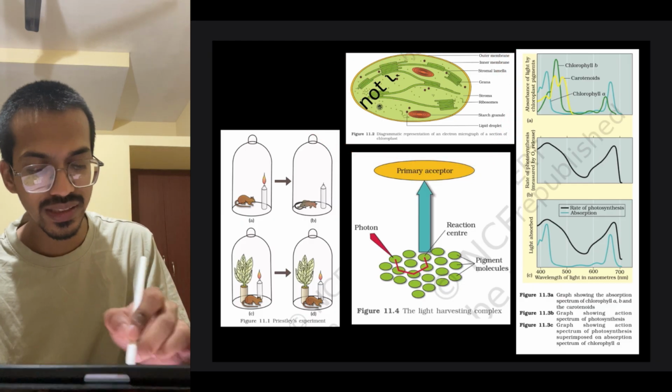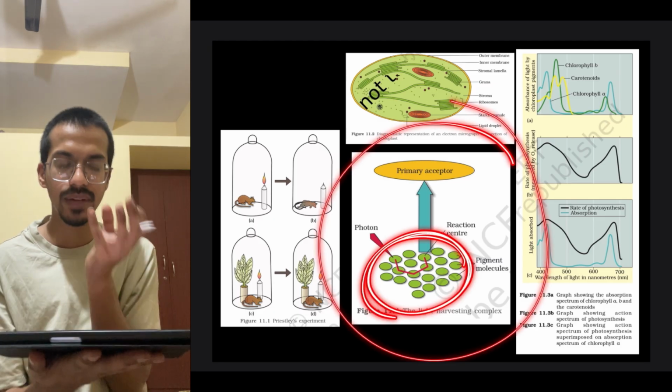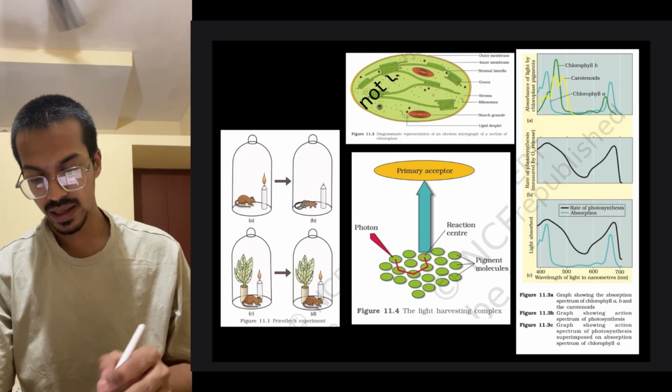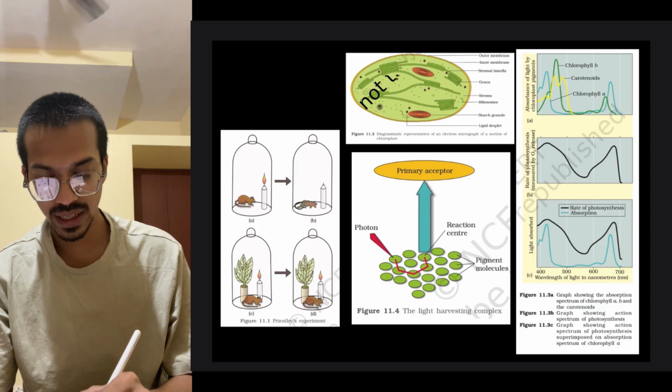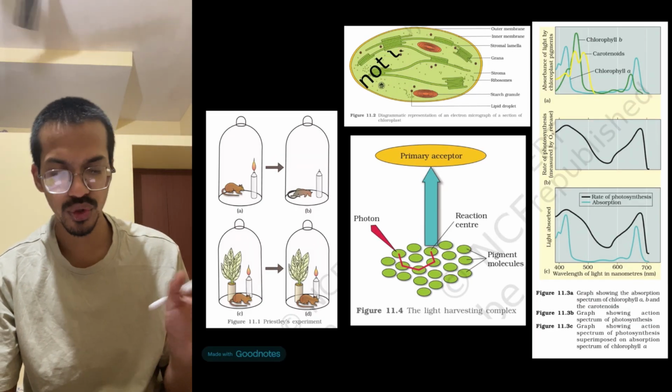Then comes the light reaction center. In the light reaction center, we have pigments, whole pigments present, and they take up whatever energy comes, which will excite the electron, and it will go to the primary acceptor. The basic cycle start has been shown to you.